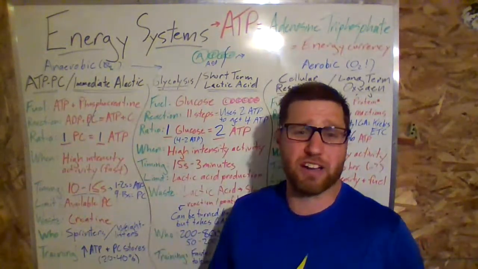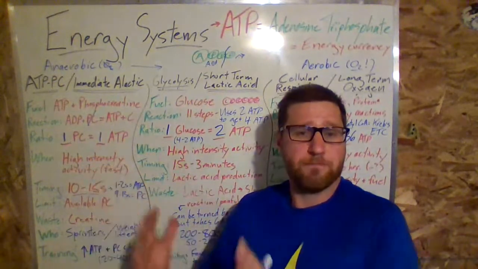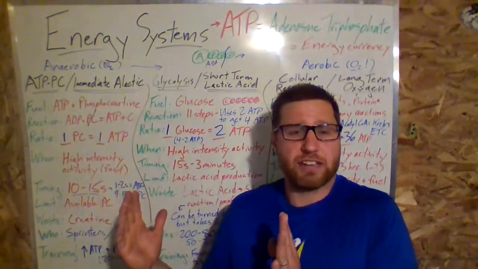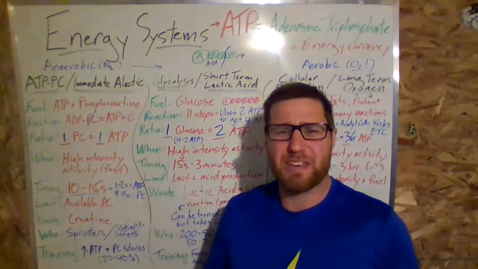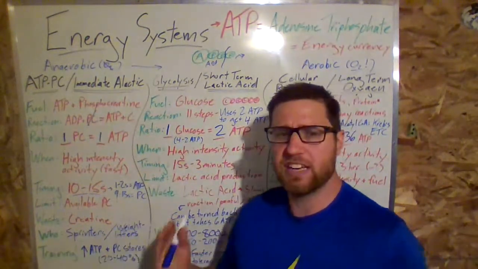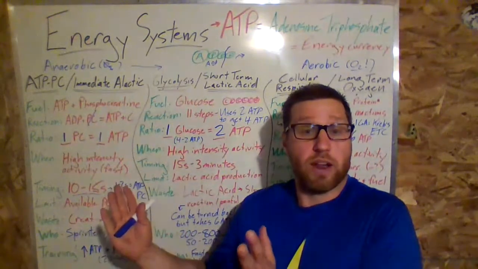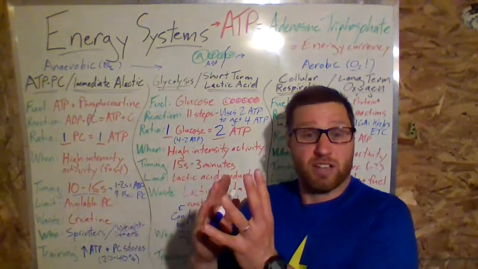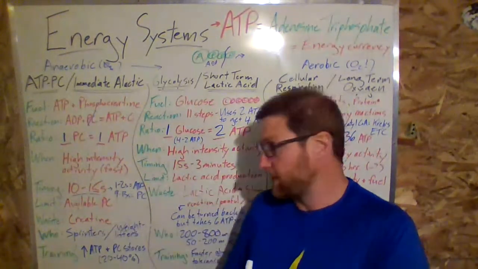Creatine is the waste product. So I just got creatine sitting there, and without the phosphate attached to it, I don't have the ability to really produce any more energy. So creatine is just there, and then when free phosphates are available, it recombines into phosphocreatine.